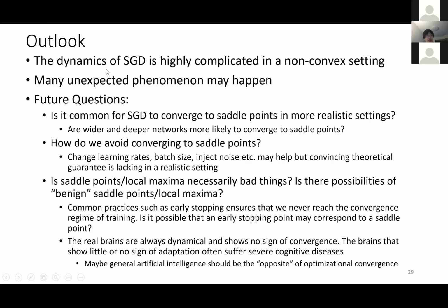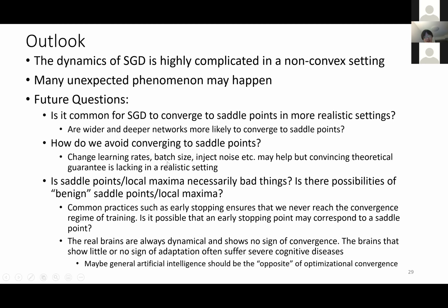So basically, the dynamics of SGD is highly complicated in a non-convex setting, and many unexpected phenomena may happen. And here are some future questions that I think are worth studying. First of all, is it common for SGD to converge to saddle points in more realistic settings? For example, are wider and deeper networks more likely to converge to saddle points? And how do we avoid converging to saddle points?